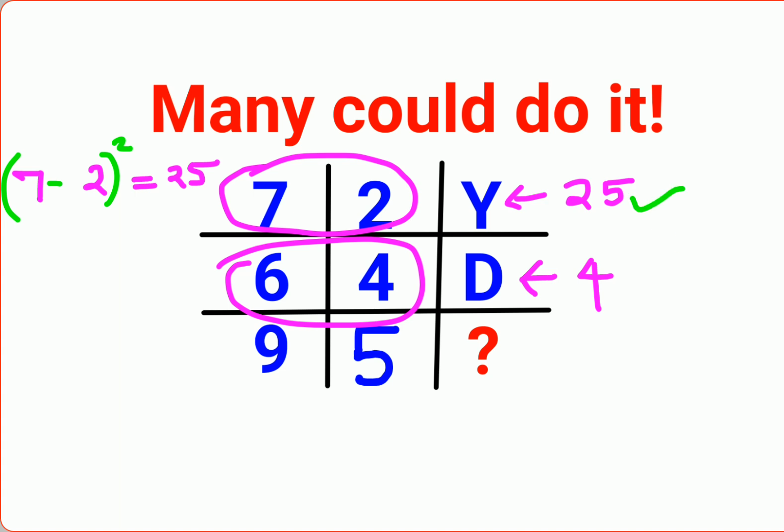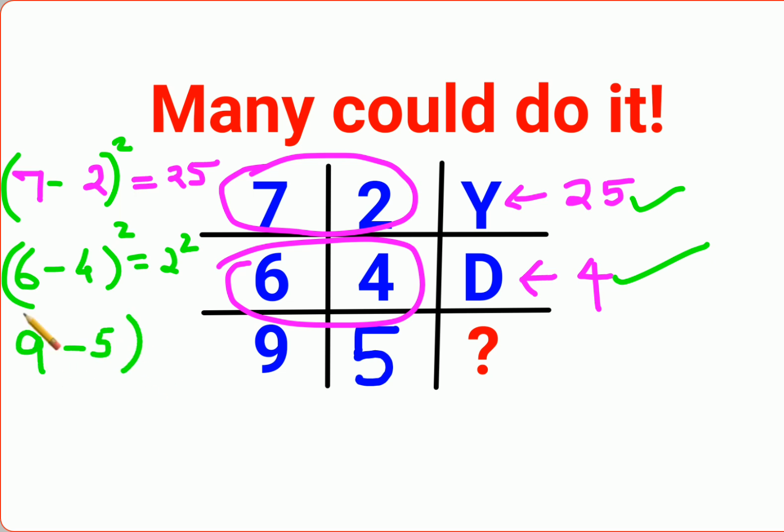So this is correct. Similarly, using the same logic, 6 minus 4, the whole square, that gets you 2 square, which is 4. So here we have 9 minus 5, the whole square, that gets you 4 square, that gets you 16. So we will try and understand which is the 16th letter in the alphabet. The 16th letter in the alphabet, yes, you all did it right. It is letter P.